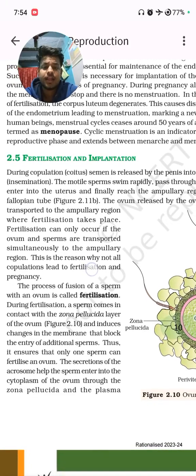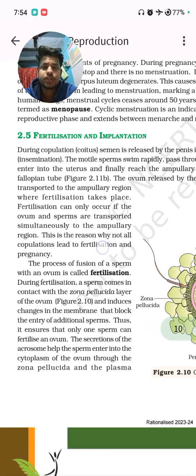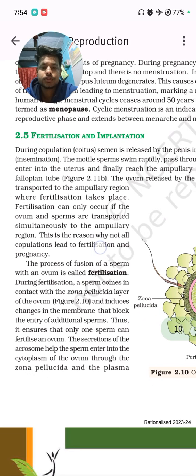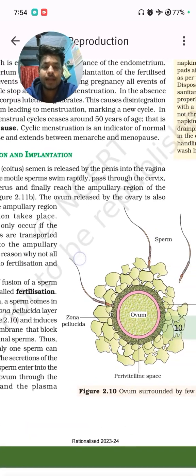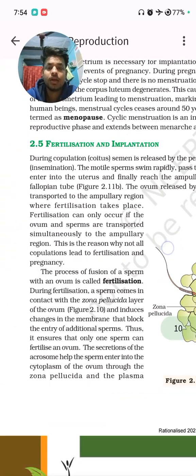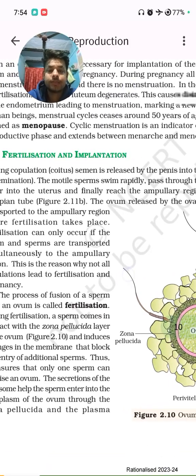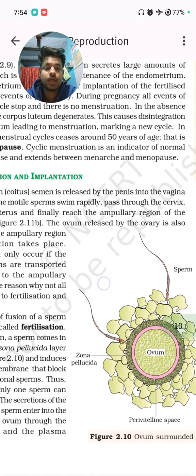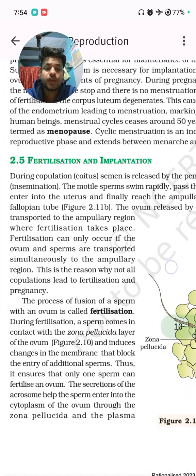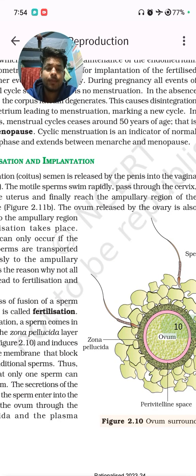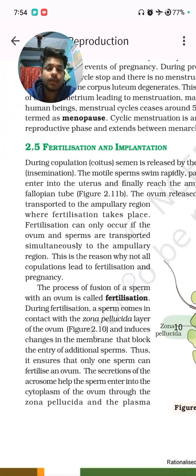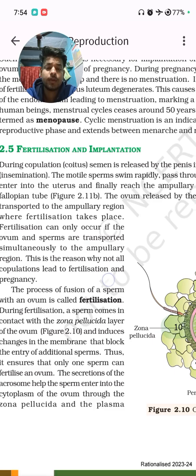Fertilization and implantation. During copulation, semen is released by the penis into the vagina. Insemination: the motile sperm swim rapidly, pass through the cervix, enter the uterus, and finally reach the ampullary region of the fallopian tube. Figure 2.11b.